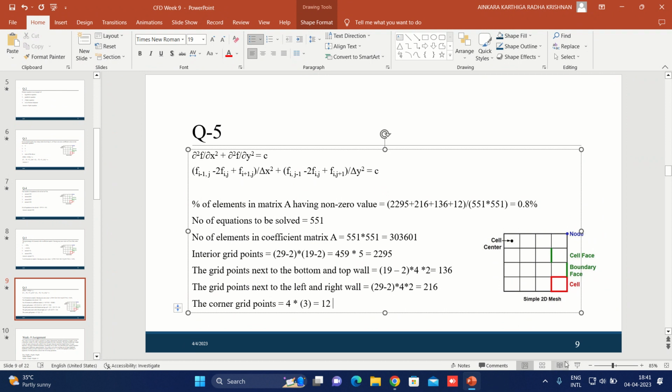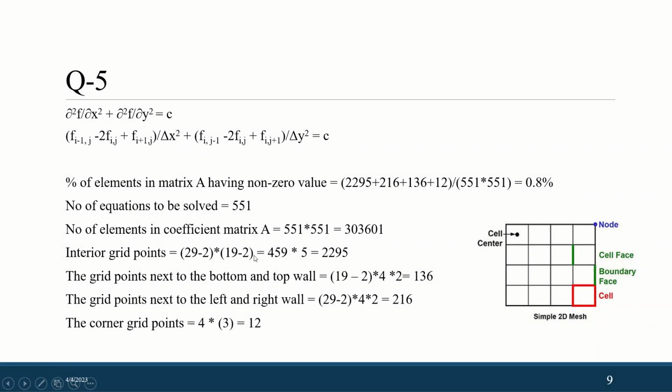So these are all the grid points that are remaining non-zero. So 2295, 216 plus 136 plus 12, these are the non-zero grid points in this specific problem, and the total number of equations to be solved is 551, and the number of grid points total is 551 cross 551, I mean the number of elements in the matrix A. So when we are dividing this by this, we would be getting it as 0.8 percentage.